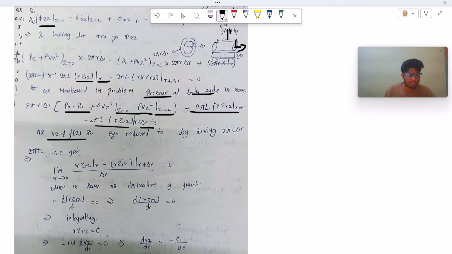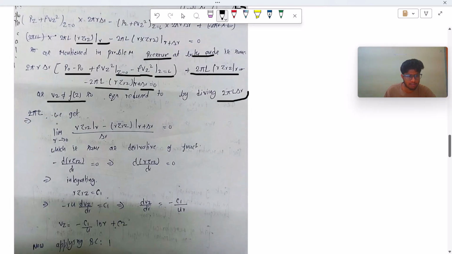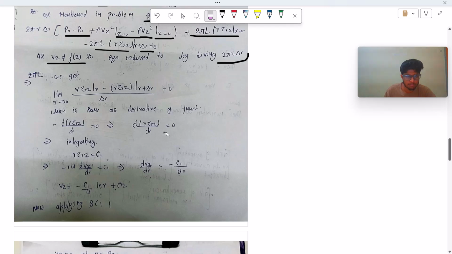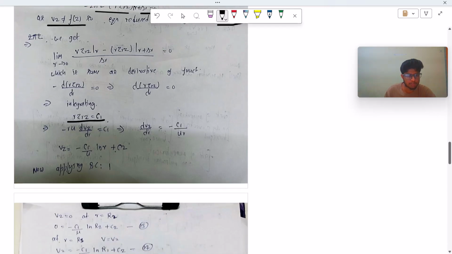As Vz is not a function of z, the equation reduces, and we have to divide this equation by 2 pi L delta r. When we divide this, we get this equation: limit delta r tends to 0, of (r tau rz at r minus r tau rz at r plus delta r) upon delta r, equal to 0, which is the same as the derivative of a function. So we write minus d by dr of r tau rz equal to 0. Now integrating this, we get r tau rz equal to c1.